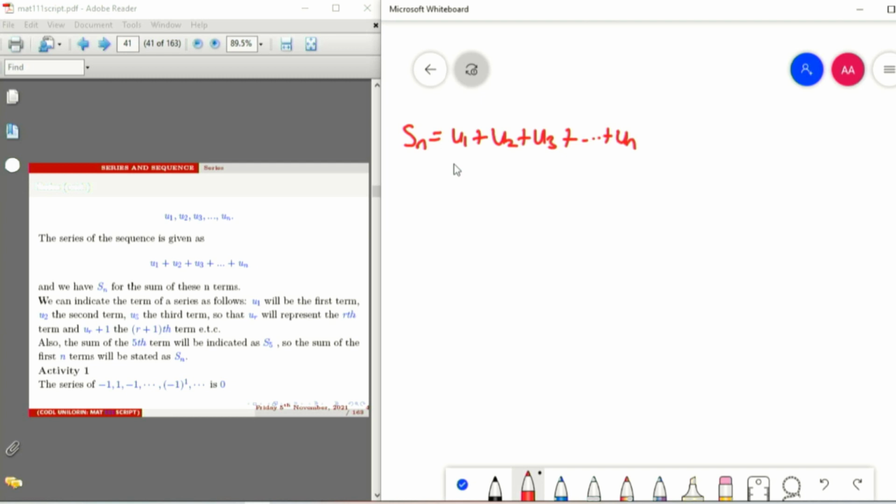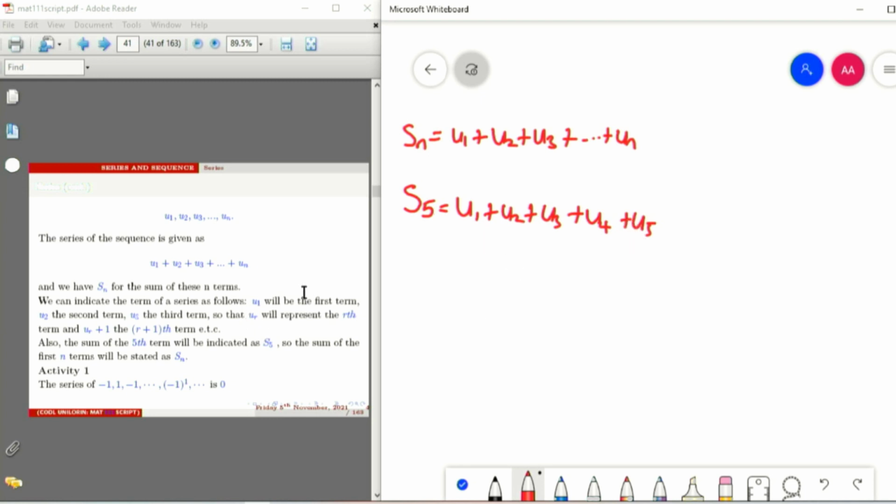So also the sum of the 5 terms will be indicated as follows. If the question says what is the sum of the first 5 terms, that means I can just write S5 to be given as U1 plus U2 plus U3 plus U4 and then plus U5. This gives us the series for the first 5 terms. And then the sum of the series of n terms, of course, is given as we have above. For n terms, we just go up until the nth term. If our n is 5, then we have our answer to look like this.